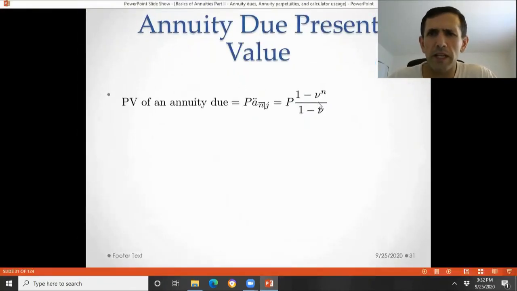Yeah, so it's P times this whole thing here, and a double dot n angle j is this whole thing here without the P. Or you can think of it as the present value of an annuity due where the payments or deposits are $1 per period.